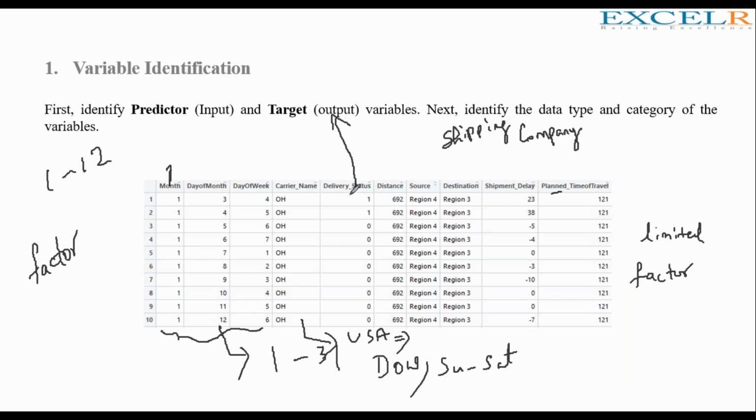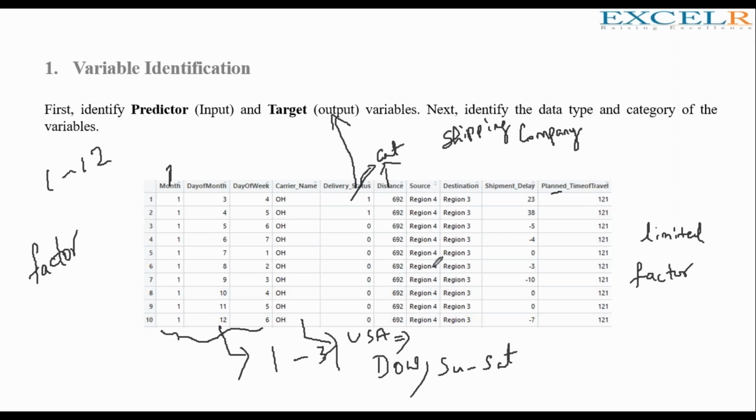Then comes your output variable. Output variable is again discrete in nature. It can either take 1 or 0. Distance. What is distance? Yes, friends. If the distance is this over here, you have distance in miles. Is it an integer or a numeric? Continuous variable, right? So it's a numeric variable, continuous.